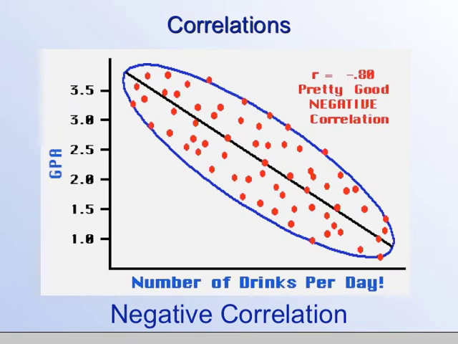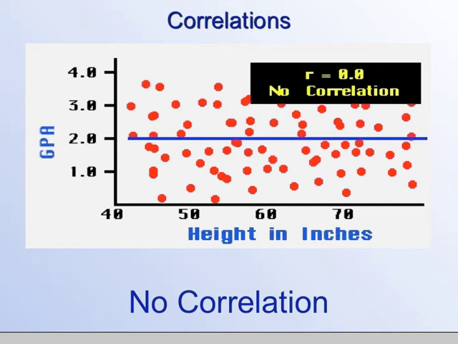Now, this is what a negative correlation looks like. The number of drinks per day compared to how high your GPA is. If you drink more, your GPA is going to be very low. The less you drink, the higher your GPA. That is a negative correlation. You can see that it's sloping down. The more of something, the lower something else gets. That's a negative correlation, and a positive correlation we saw on the rise. Negative goes down.